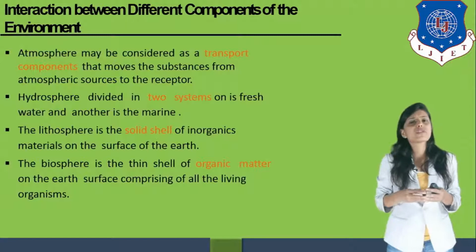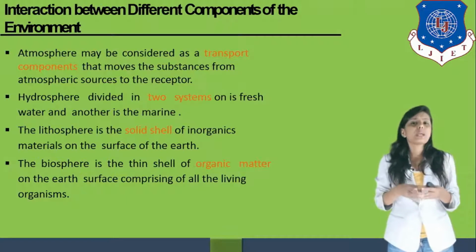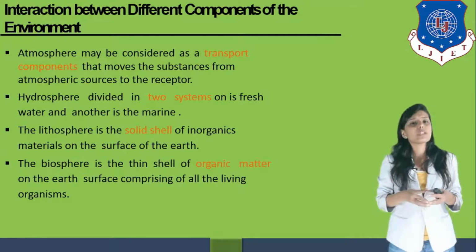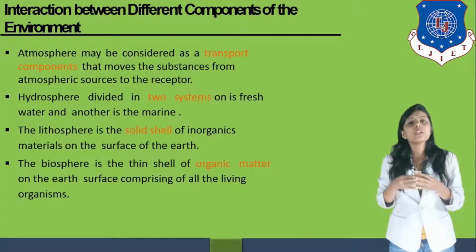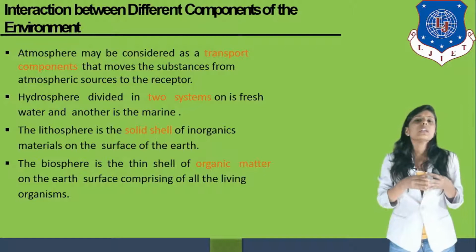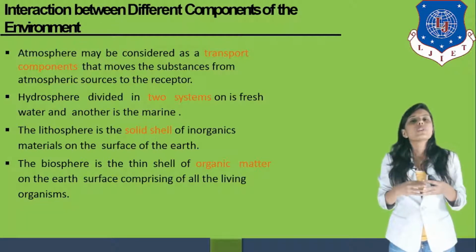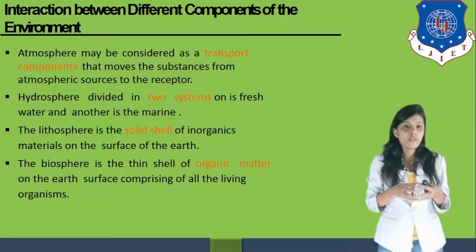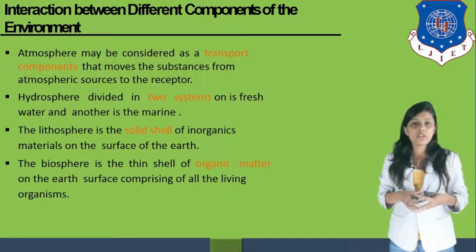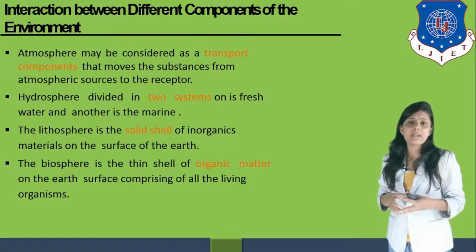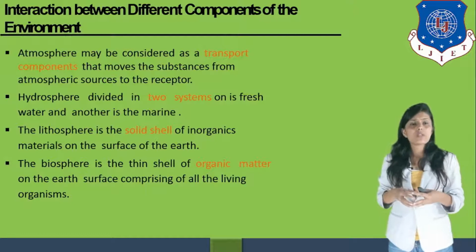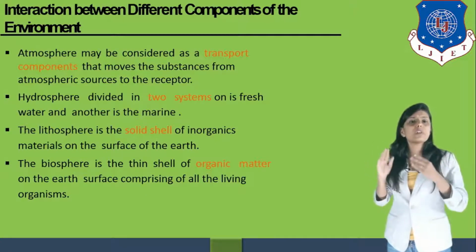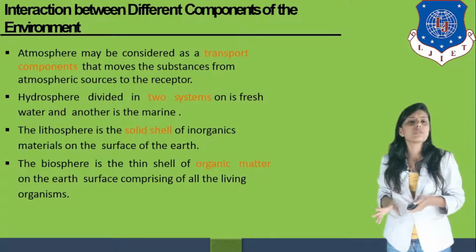Atmosphere may be considered as a transport component that moves the substance from atmospheric sources to the receptors. Hydrosphere is divided into 2 systems. One is fresh water and the other is marine water. The lithosphere is the solid shell of inorganic materials on the surface of Earth. Biosphere is a thin shell of organic matter on the Earth's surface comprising all living organisms. So we have studied all these 4 components: atmosphere, biosphere, lithosphere, and hydrosphere.